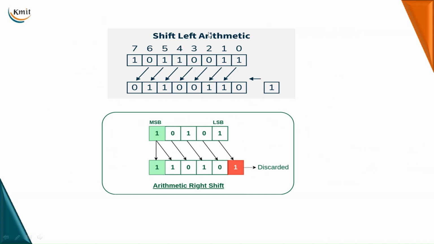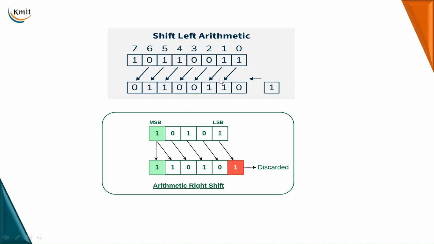So the arithmetic left shift is the same as a logical left shift. So we are moving the contents of the register towards the left. This bit, the most significant, will be rejected. And the least significant bit will be filled with a 0.